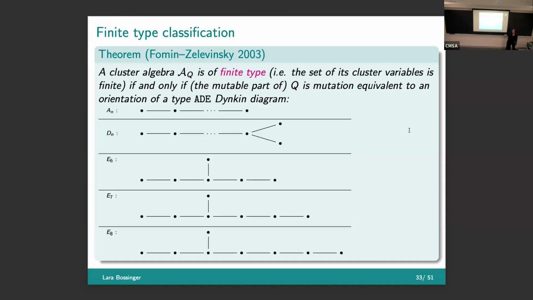So here are the Dynkin diagrams of type ADE. If your quiver after some number of mutations looks like an arbitrary orientation of one of these, your cluster algebra will have a finite collection of clusters. Okay, so the example we did was the one of type A2.